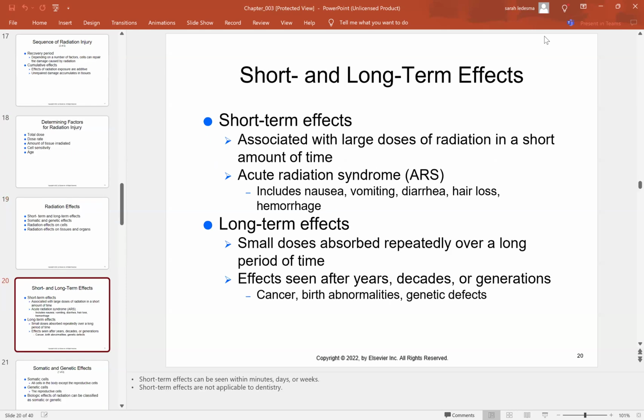Short and long-term effects. Short-term effects are associated with large doses of radiation in a short amount of time. Acute radiation syndrome, or ARS, includes nausea, vomiting, diarrhea, hair loss, and hemorrhages. Long-term effects result from small doses absorbed repeatedly over a long period of time, with effects seen after years, decades, or generations, and include cancer, birth abnormalities, and genetic effects.